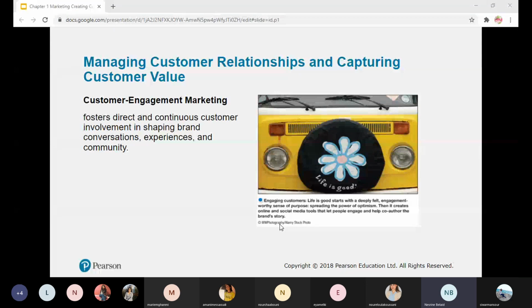That is the value of the entire stream of purchases that the customer would make over a lifetime of patronage. That means a very long relationship between the company and the customer. Okay.